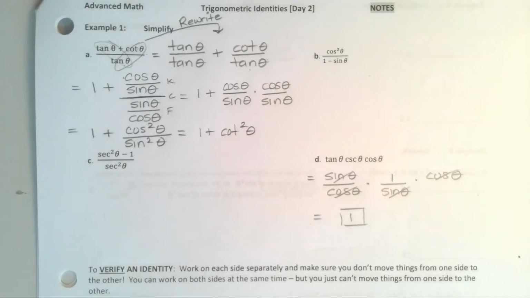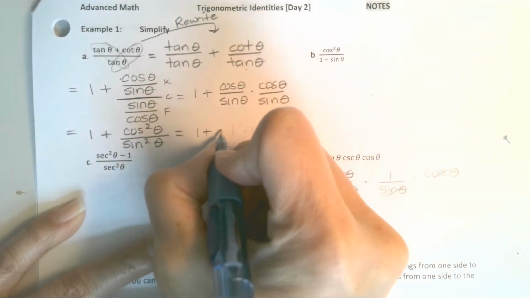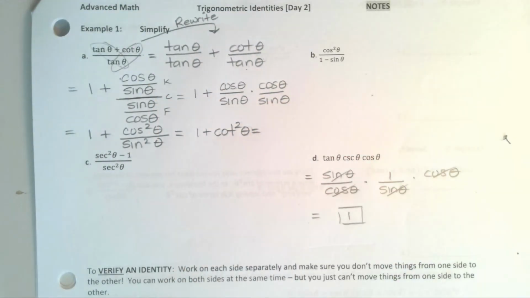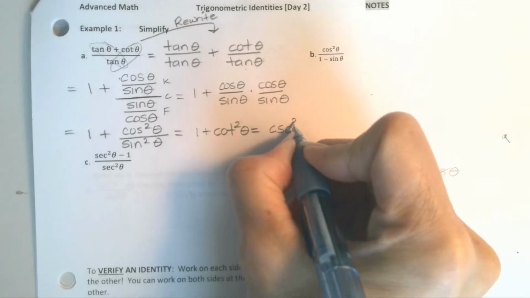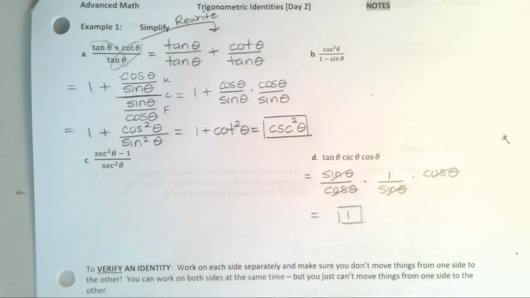Let me know when you see 1 plus cotangent squared. Cosecant squared. Very good. Cosecant squared is at the bottom left-hand corner of your chart. Okay?